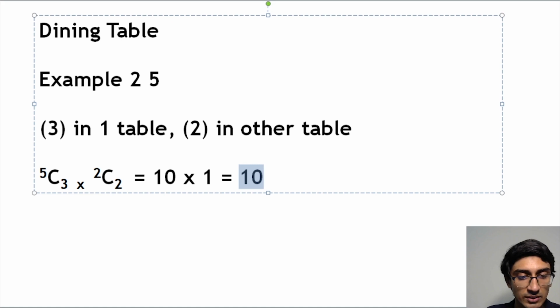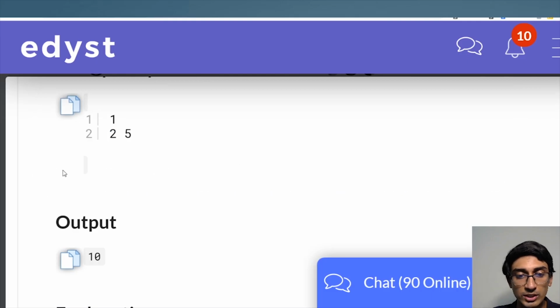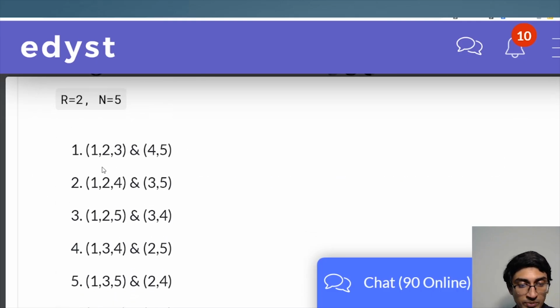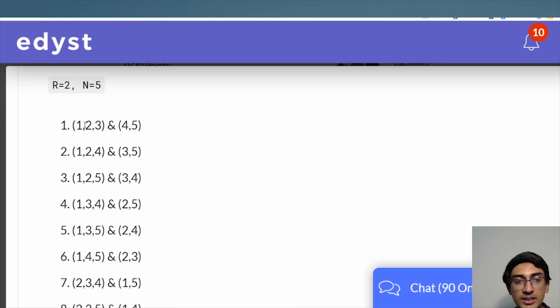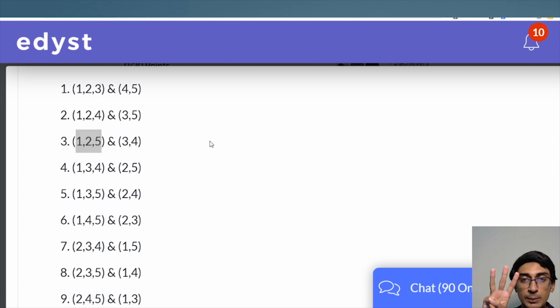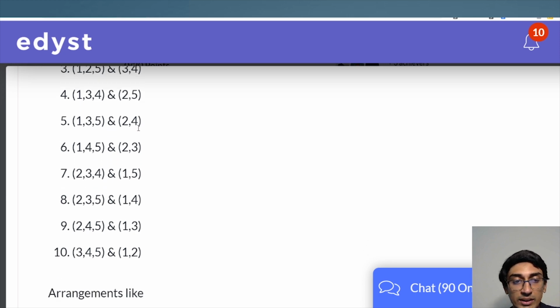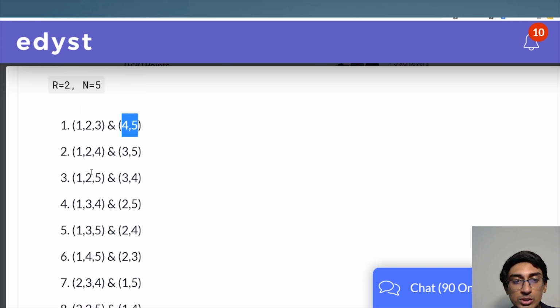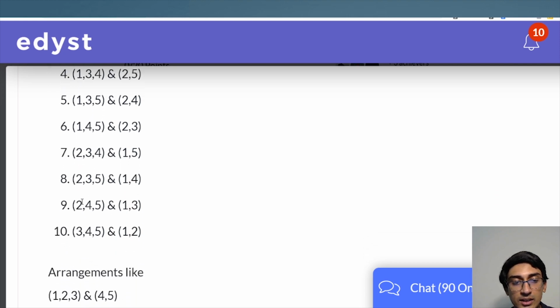And does the question agree with us? Yes, it does. So if you just go back to the question, these are all of the possibilities that we can have from 5C3, right? We can have 1, 2, 3 together, 1, 2, 4, 1, 2, 5. Basically, how many ways can you choose 3 people from 5 people totally? That is 5C3. And the remaining 2C2, how many ways can you choose 2 people from 2 people? There's always only one way. So we chose 3 from 5, and then the remaining we placed over here, right? Hence there are 10 ways over here.